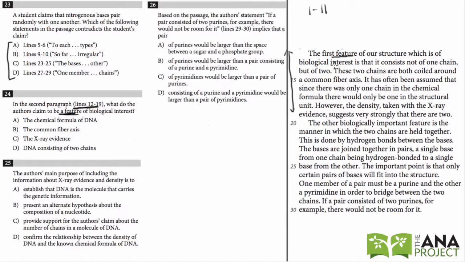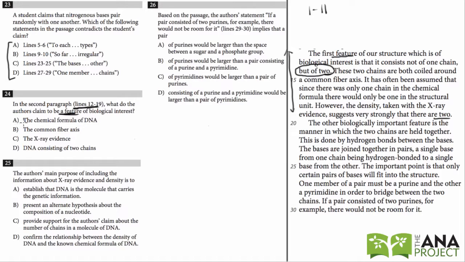It says, "A feature of our structure which is of biological interest is that it contains not one chain, but two. These two chains are both coiled around a common fiber axis. It has often been assumed that since there was only one chain in the chemical formula, there would be one in the structural unit. However, the density taken with the X-ray evidence suggests very strongly that there are two." So it says right here, the first feature of our structure which is of biological interest is that it contains not one chain, but two. So our own answer is we can just rip it right from the passage: there are two chains.